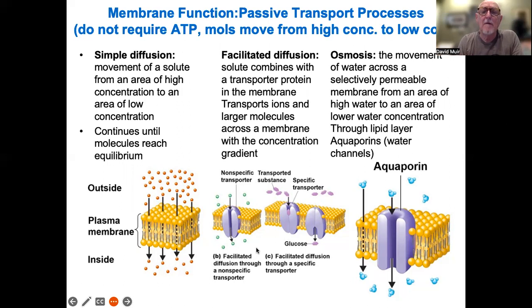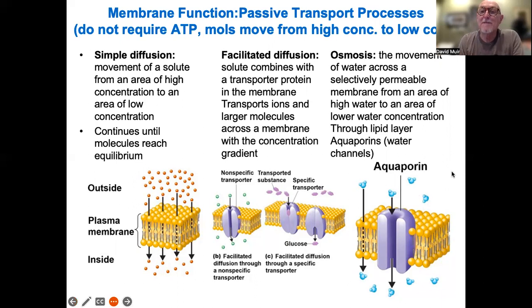Some of them are non-specific, which allow transport, but many of them are in fact extremely specific to a particular molecule. This one here is the transporter for glucose. It only allows the transport of glucose across, and it does so by changing shape. It's tempting to think of it swallowing the glucose molecule and spitting it out on the other side. And that is facilitated diffusion.